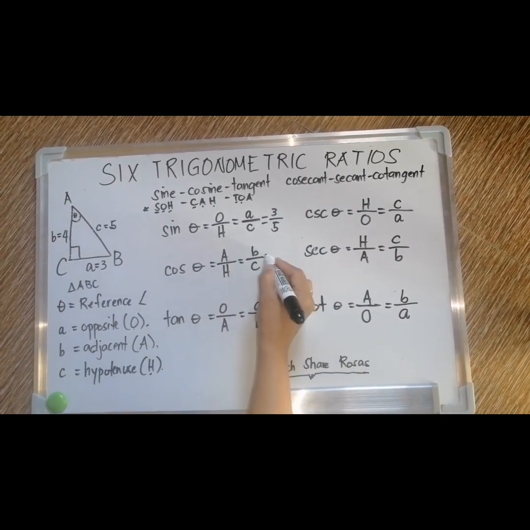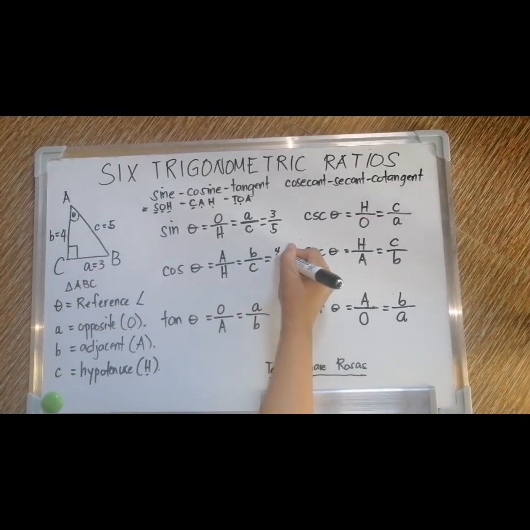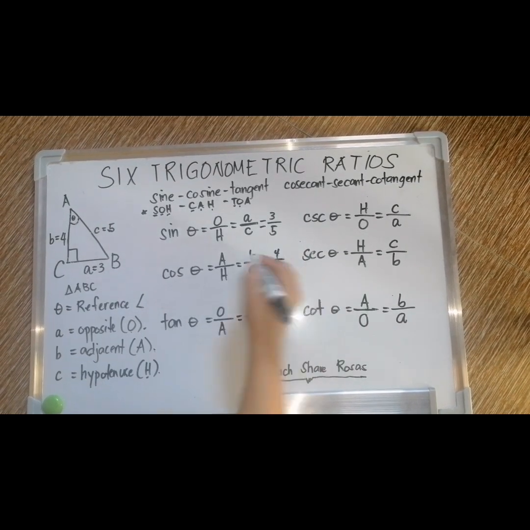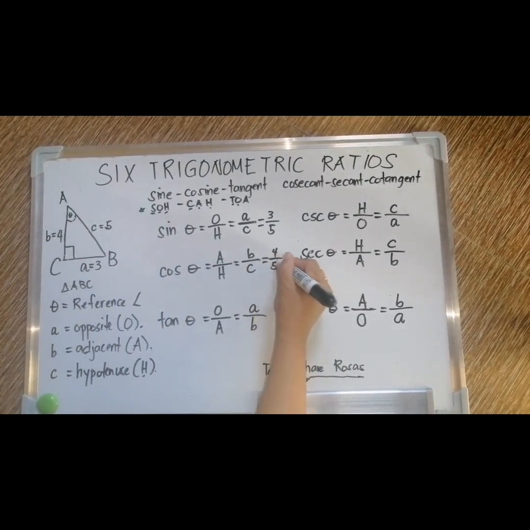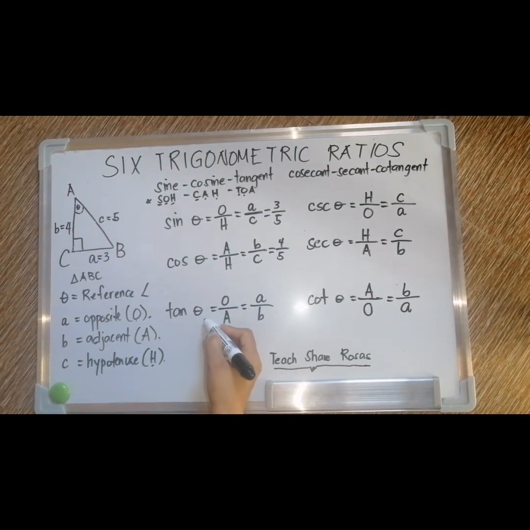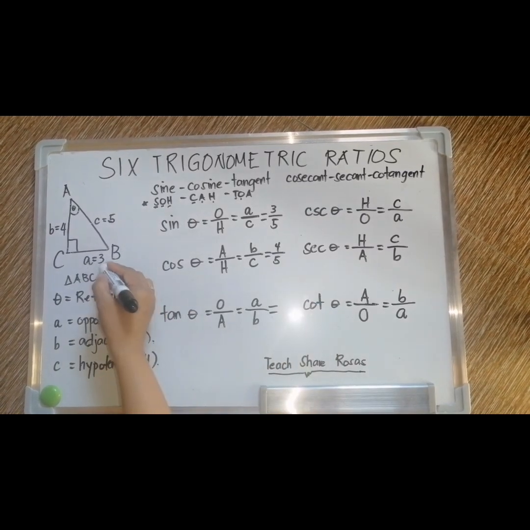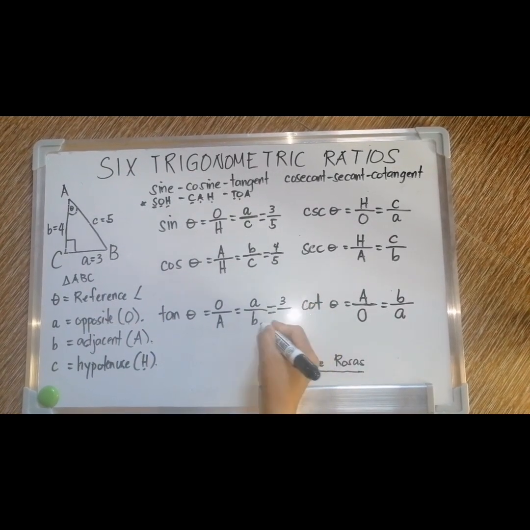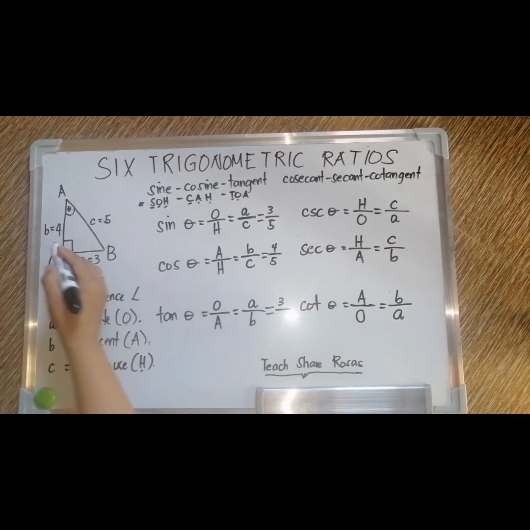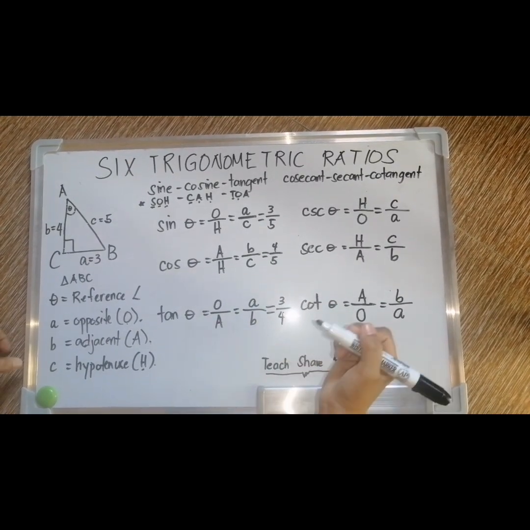Next, for cosine theta, we have B over C. The value of B is 4 over the value of C is 5. So, we have 4 over 5 for our cosine theta. Next, for tangent theta, we have A over B. The value of A is 3 and the value of B is 4. So, we have 3/4 for tangent theta.